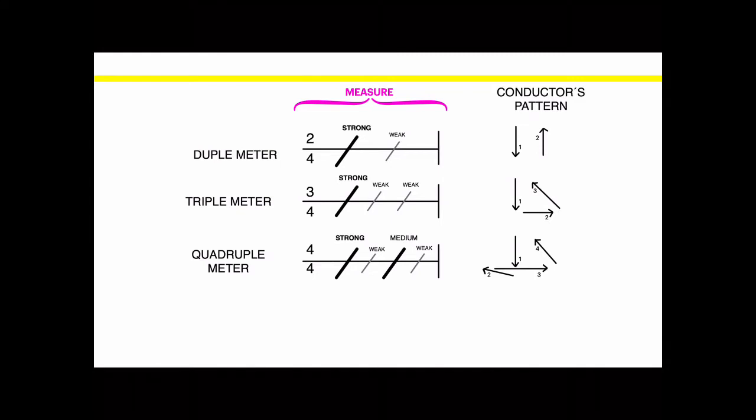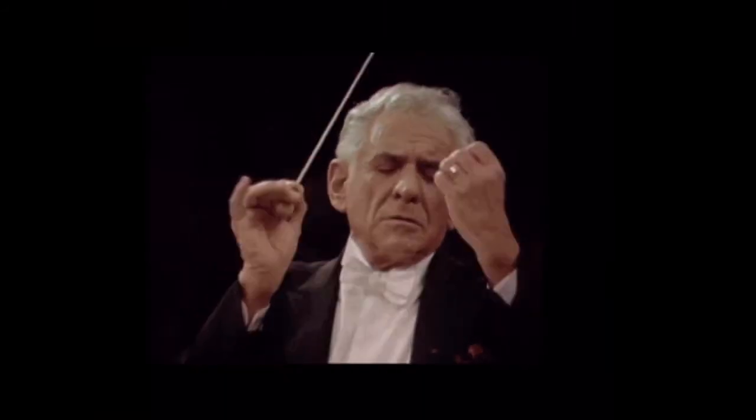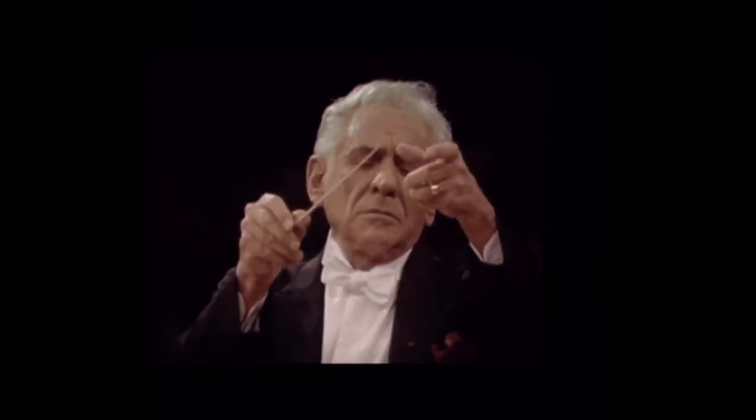The vertical lines mark the beginning or end of the measure. The first or stressed beat of the measure is known as the downbeat. This is because the conductor's hand always goes down to mark the first beat of every bar.